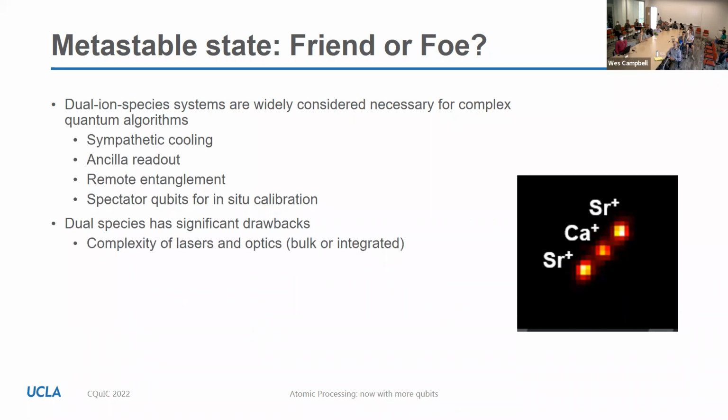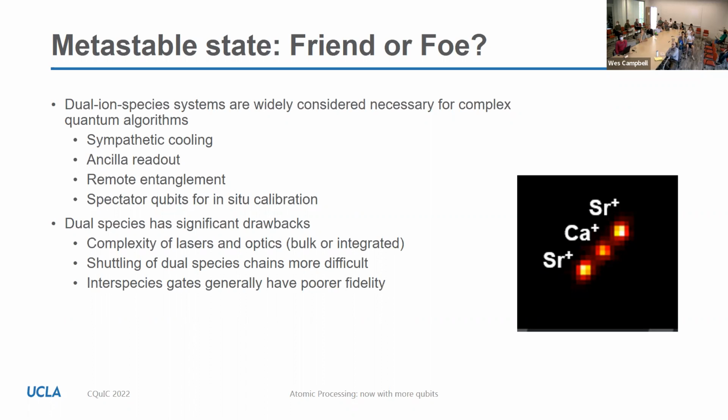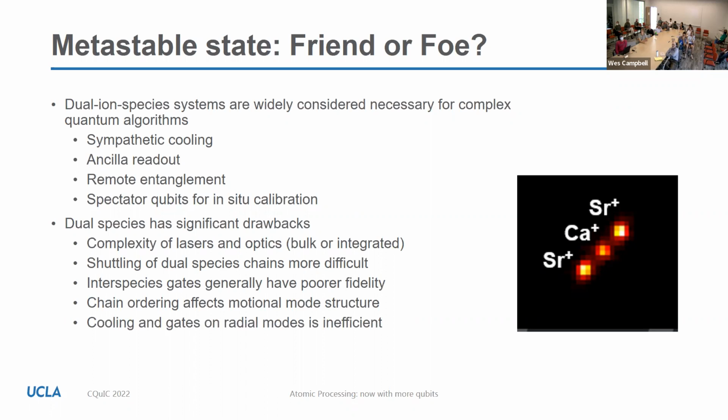And you get rid of some problems. One of them is some of your laser complexity might go away. Shuttling of dual species ions is annoying and difficult for technical reasons, but they are nonetheless limiting and important. Interspecies gates between the two different species can also have difficulty, particularly with the mass mismatch between them. And then you have to worry about which order they're in and so on.